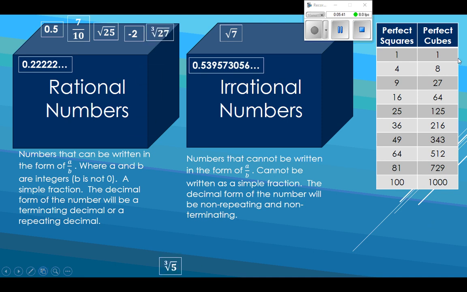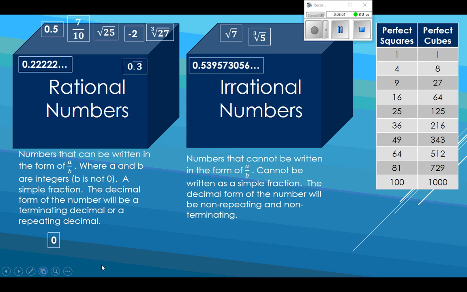What about the cube root of 5? Oh no, 5's not in this list. That's a crazy decimal. It's irrational. 0.3 repeating. That decimal, that fraction you should know. 0.3 repeating is one of our more famous repeating decimals. You should know it as the fraction 1/3. Therefore, it's rational.